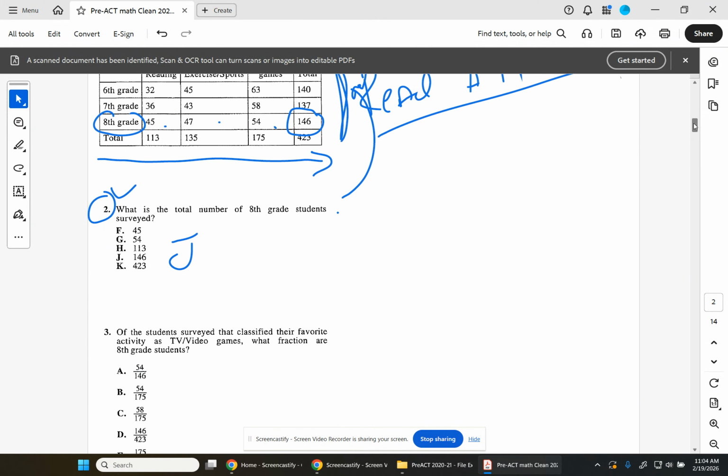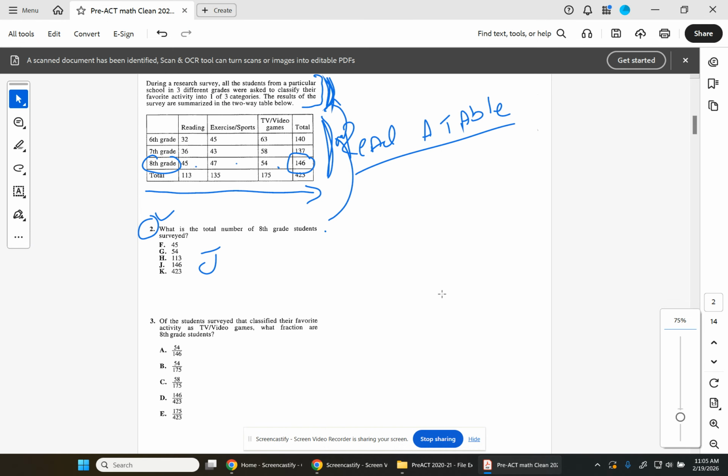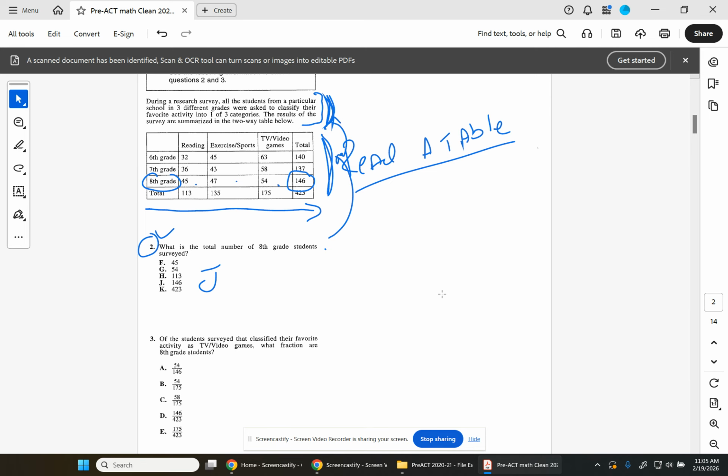Number 3. I'm going to have to make this a little smaller so we can see. On 3, it says, of the students surveyed that classified their favorite activity as TV video games, which is this one, right? That's the two-way part of it. It goes this way, it goes this way, and then it goes this way.